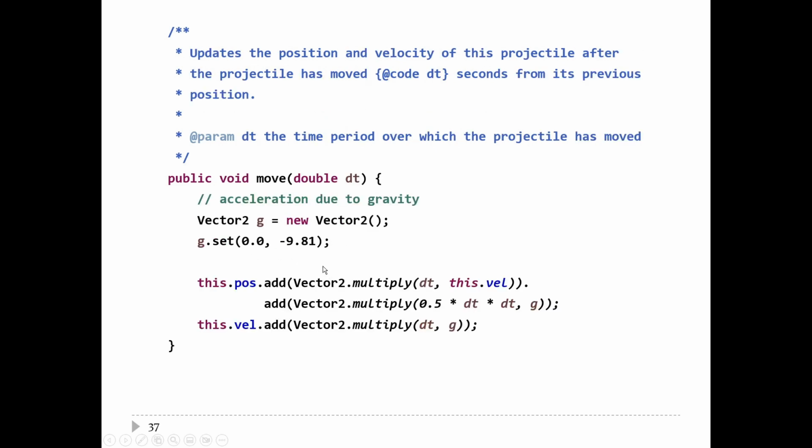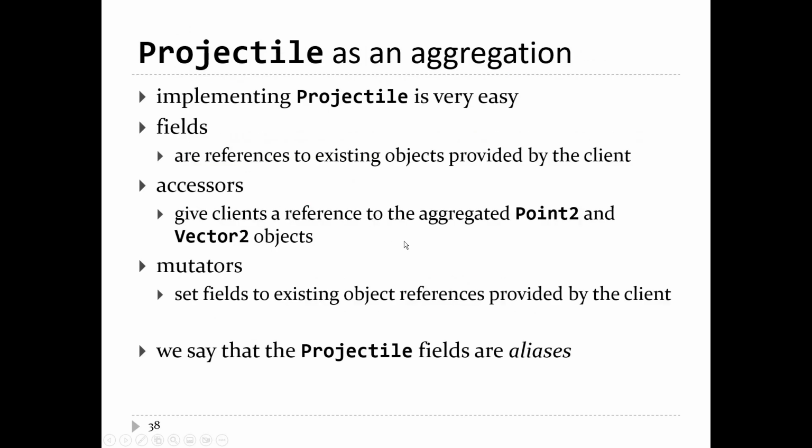The move method looks slightly complicated. It's not. It just implements the equations of motion for a projectile that's under free fall. If you don't know those equations from physics, it's not important. All that happens is the position and the velocity get updated every time we move the projectile. So the implementation of projectile is very easy.